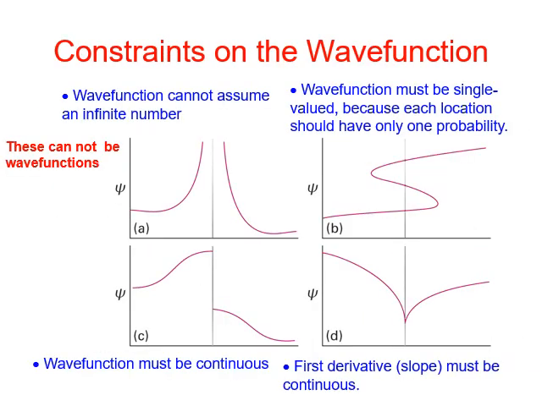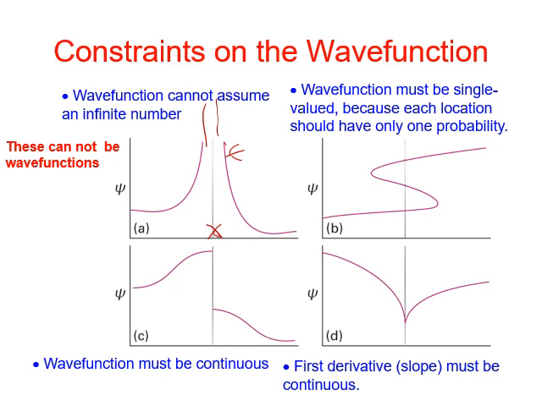Not all functions can be wave functions. There are constraints on the wave function. For example, the wave function cannot assume an infinite number. The reason is, if this is the wave function, and when you square it, it tells you the probability at x is infinite, and that cannot be true. So the wave function can't assume an infinite number.